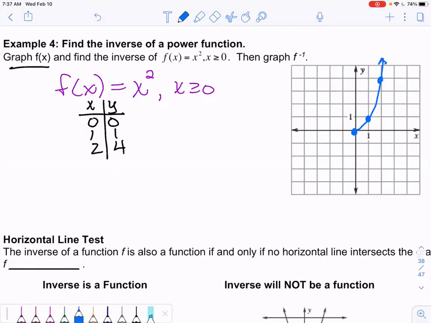So here's our graph. The second part says find the inverse of f of x equals x squared. So we're going to now find the inverse. We did part 1, we graphed it. Let's do part 2. Let's find the inverse. So I'm going to switch it to be y equals.